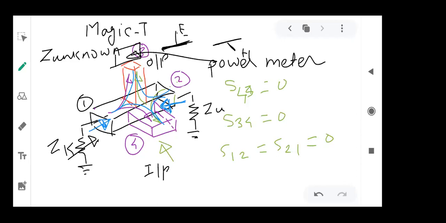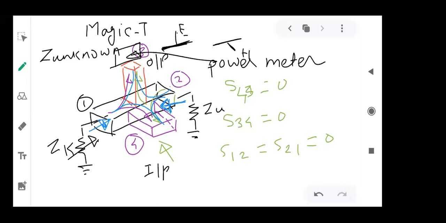As we have discussed in the E-plane tee, if you are applying two signals at port number 1 and 2, and both are in the same phase and same magnitude, then the power available in the H-arm will be 0. So the moment the power meter shows you a 0 reading, it means that the power reflected from 1 and 2 are the same, having the same phase, and that is going to happen only if ZK equals ZU.